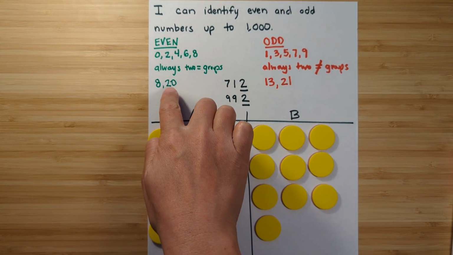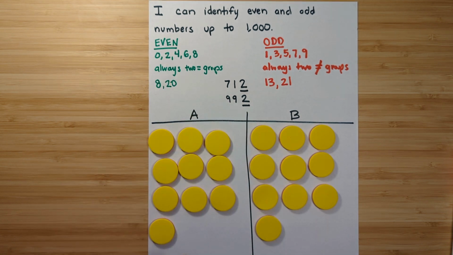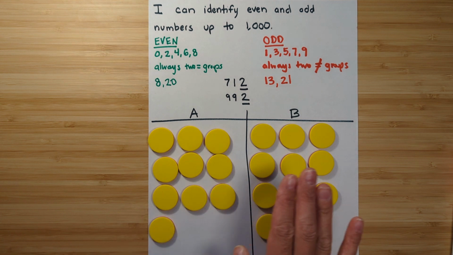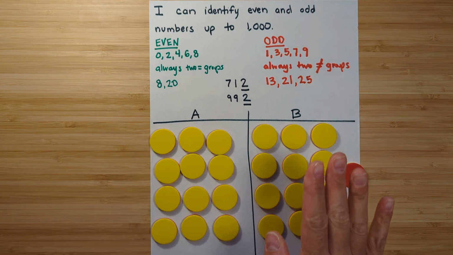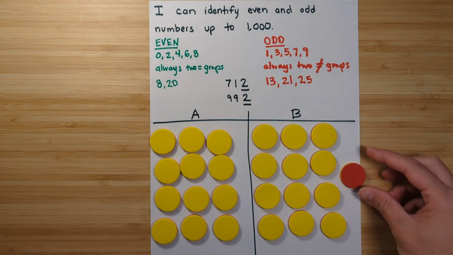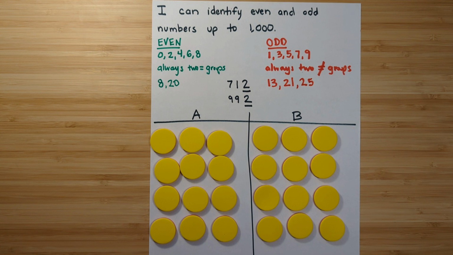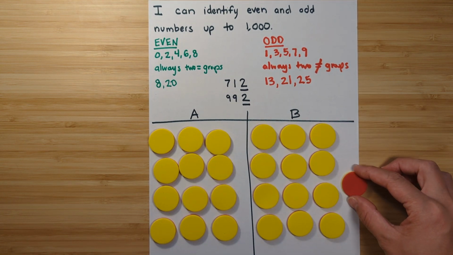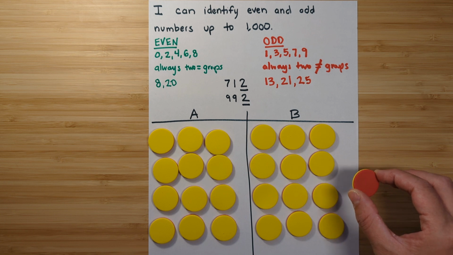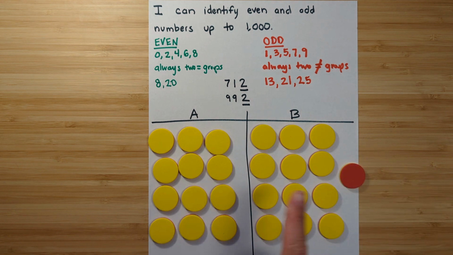20 is an even number. 0 is even. A gets 10, B gets 10. Even number, two equal groups. All right, last number, 25. So A gets 12, B gets 12, that's 24. But if we add another one for 25, that makes it an odd number. 5 is odd, right? So now we have two unequal groups.